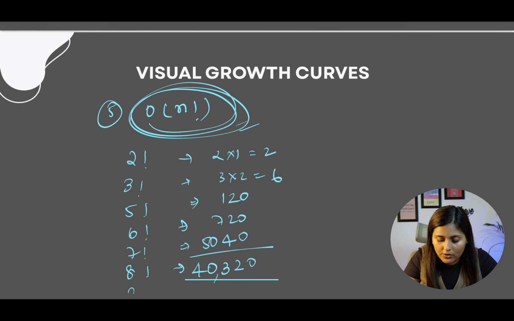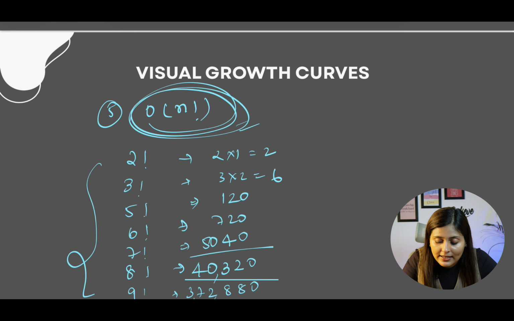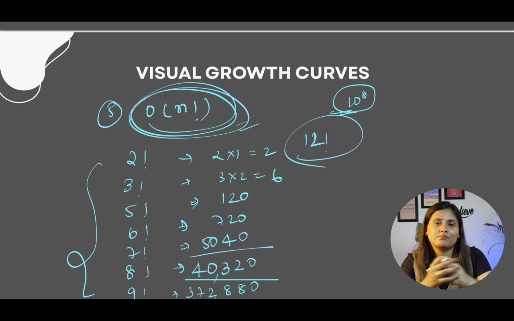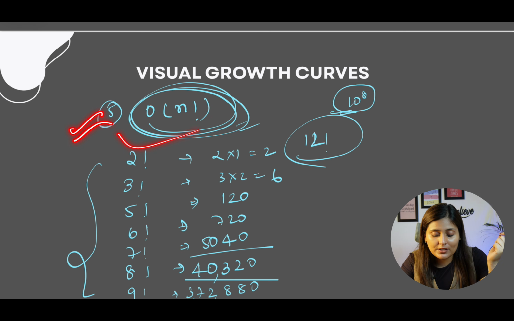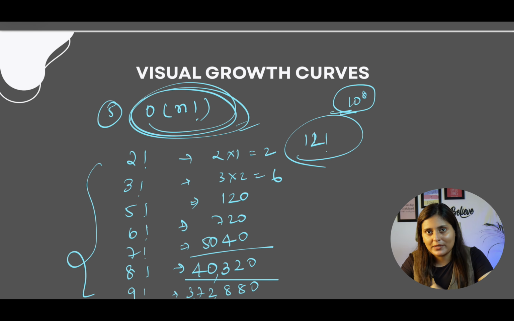40,000. Now 9 factorial, 3,72,000. In the factorial case, till 11 or 12 factorial only you are safe. Beyond that, 10 power 8 operations will be completed, and you will get TLE. So hence we all stay away from these permutation based time complexities.